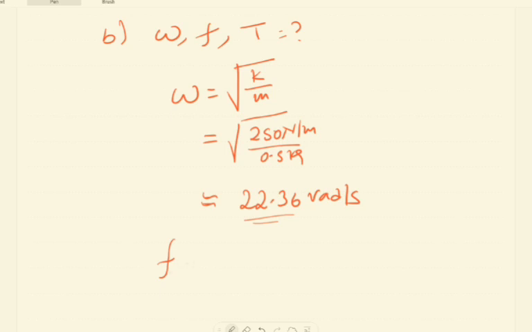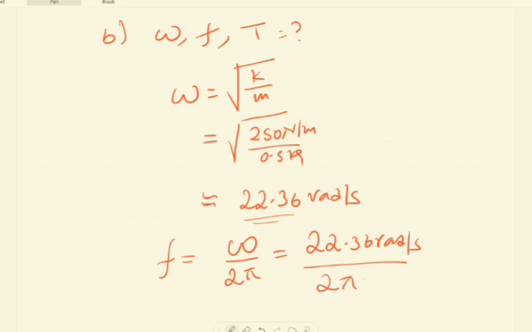So frequency would be found from the relation that, since we said that the angular frequency is simply 2 pi radian times the frequency. So in other words, the frequency is simply omega divided by 2 pi. So here with simple calculation, 22.36 rad per second divided by 2 pi radian.